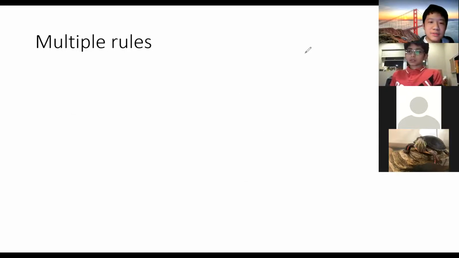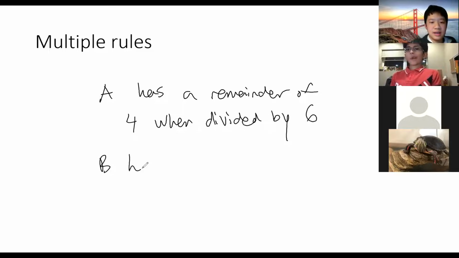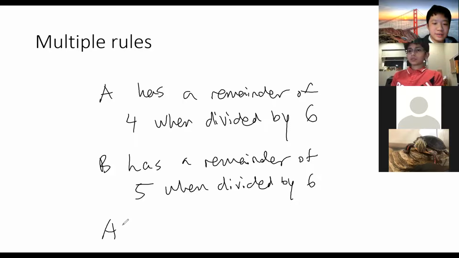What if I had a slightly more challenging problem, but also with multiples? What if a has a remainder of 4 when divided by 6, and b has a remainder of 5 when divided by 6? What's the remainder when a plus b is divided by 6? Does anyone have an idea? 3, yes, it is 3.